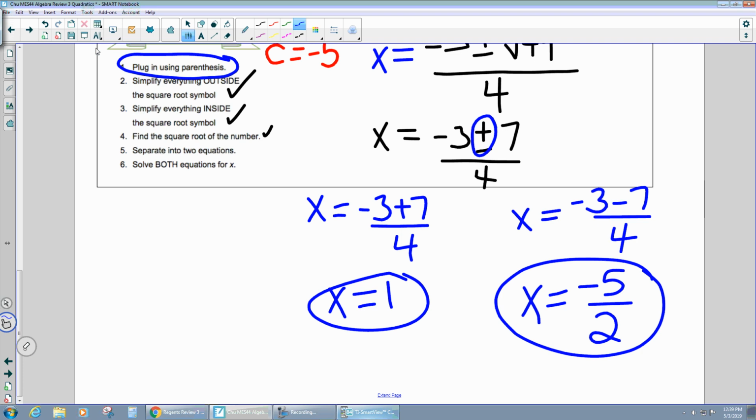Okay, so that's how we use the quadratic formula. If you would like to try the next video on your own before we go over it, please pause the video here. Otherwise, we're going to continue.